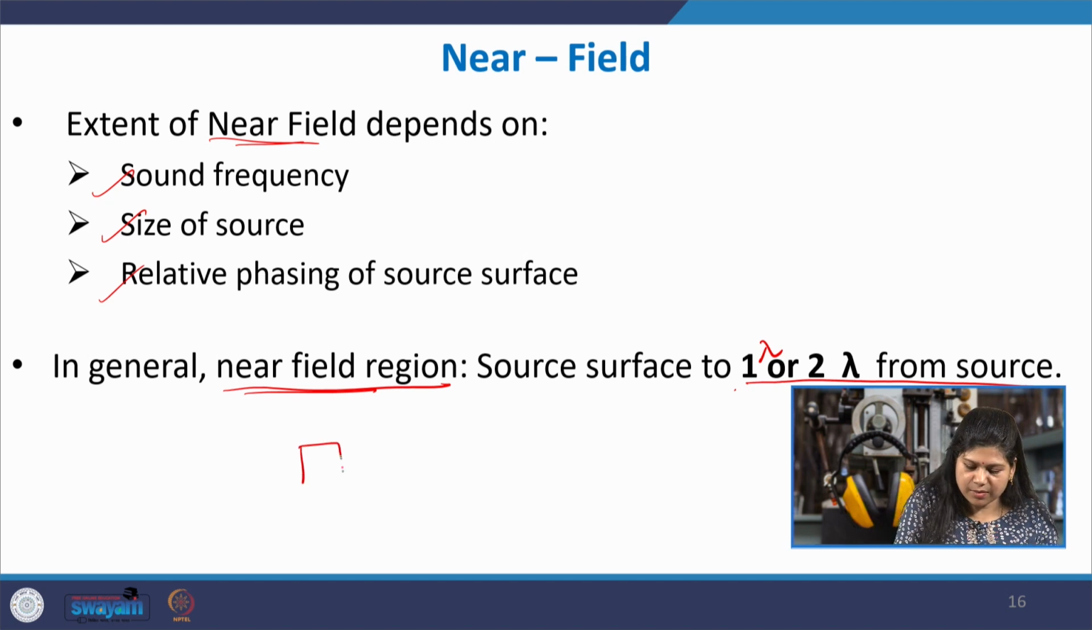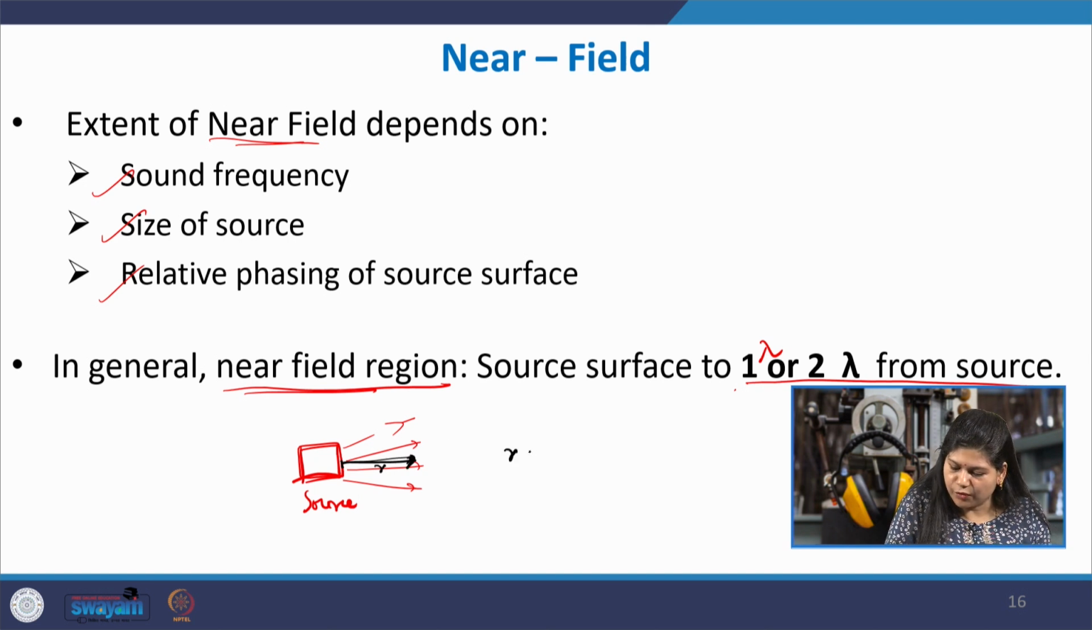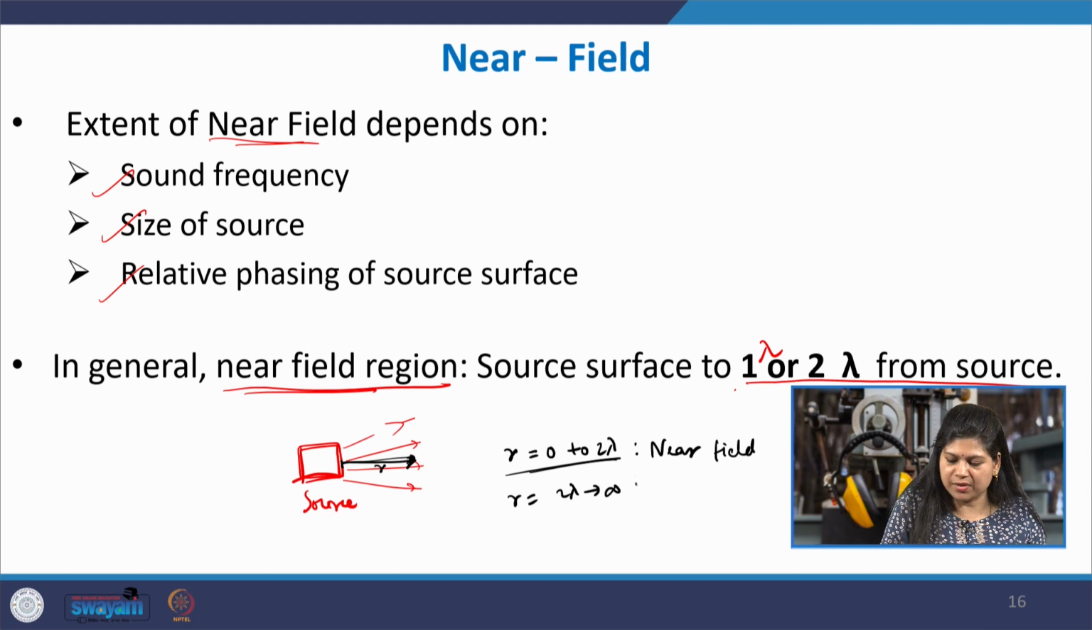So, let us say this is some source which is creating these sound waves, and this is the distance r from the surface of the source. Then the near field region starts from r equal to 0 till around 2 lambda, to be on the safer side, beyond which we have the far field region. From 2 lambda till almost infinity, in the case of open space, we have the far field region.